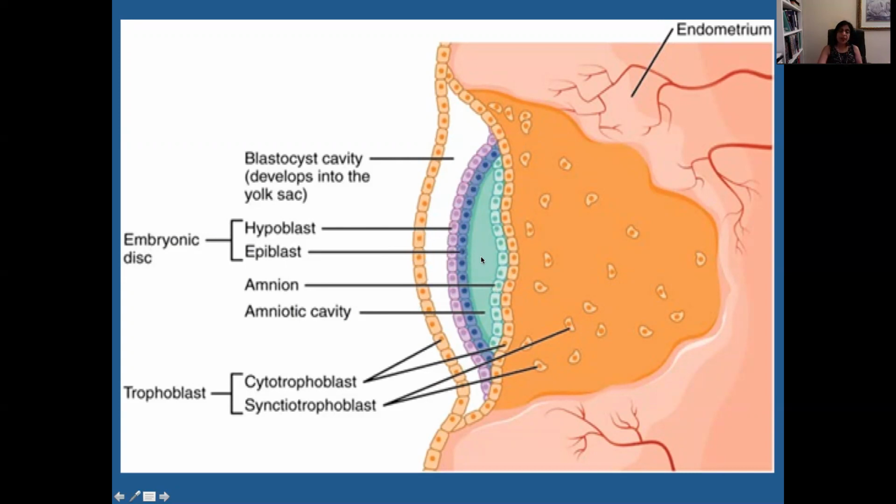And this space here is what you call the amniotic cavity, which is filled with amniotic fluid. So here is the embryonic disc, which will soon give rise to different parts of the body, and that's how you form what we call a gastrula first, and then the embryo.